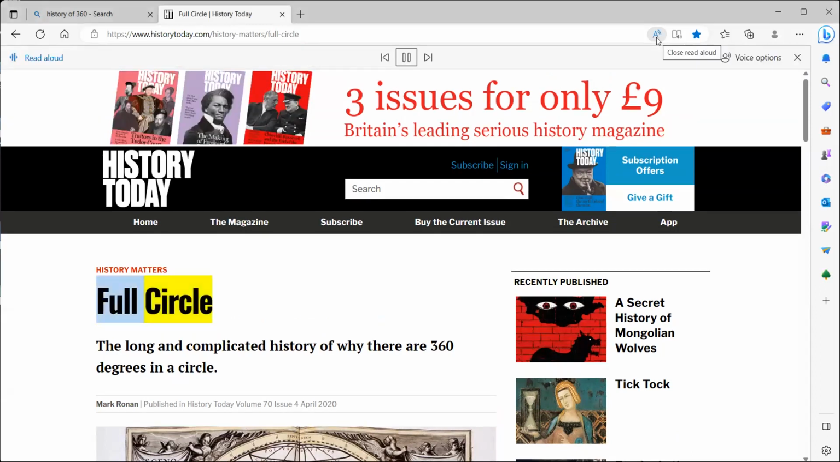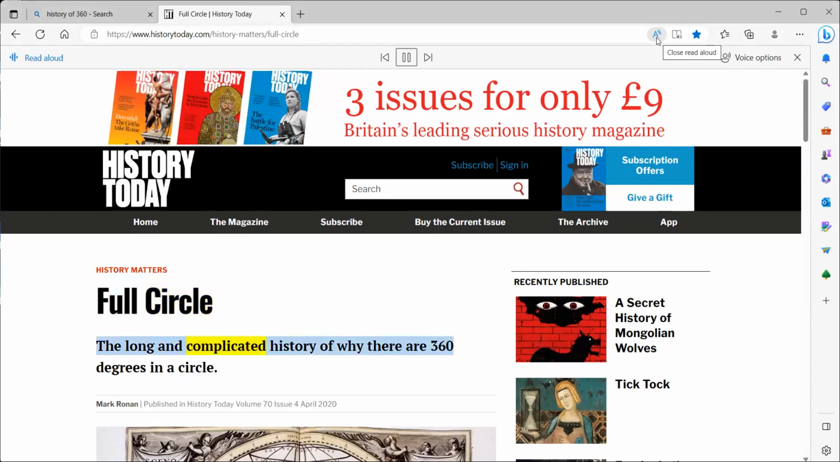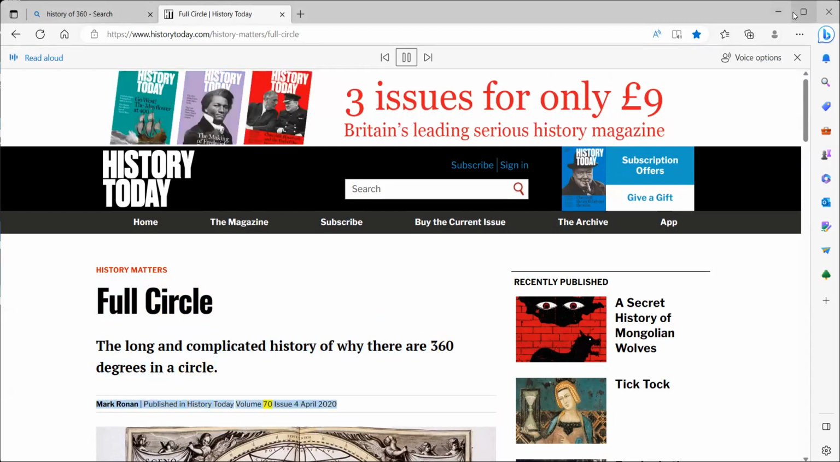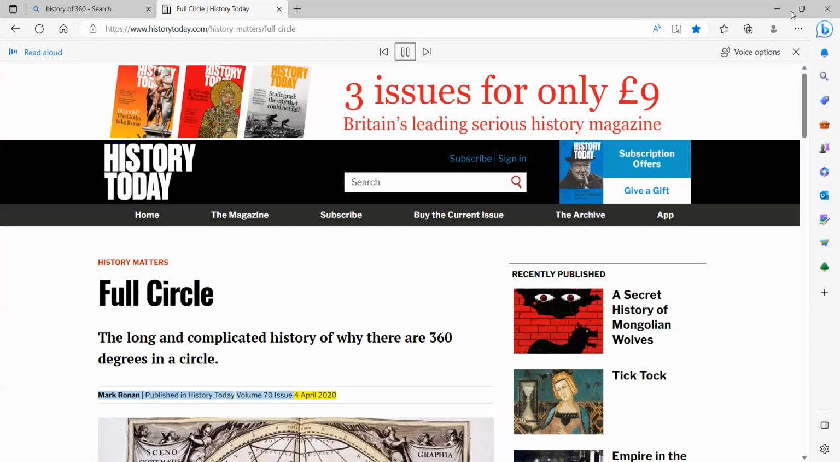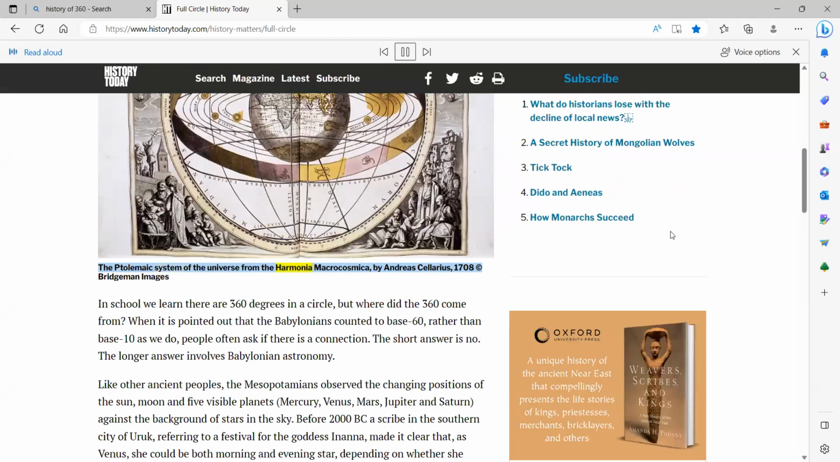Here we go. Full circle. The long and complicated history of why there are 360 degrees in a circle. Mark Ronan, published in History Today, Volume 70, Issue April 4, 2020. The Ptolemaic System of the Universe from the Harmonia Macrocosmica, by Andreas Cellarius, 1708, copyright Bridgman Images.